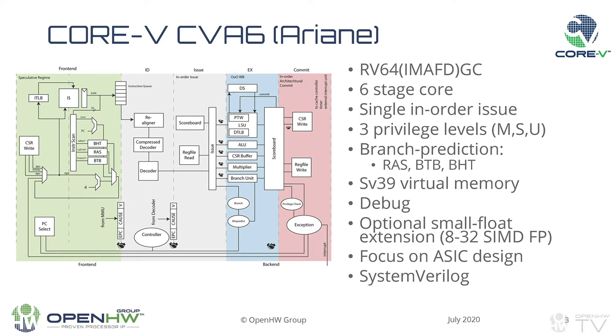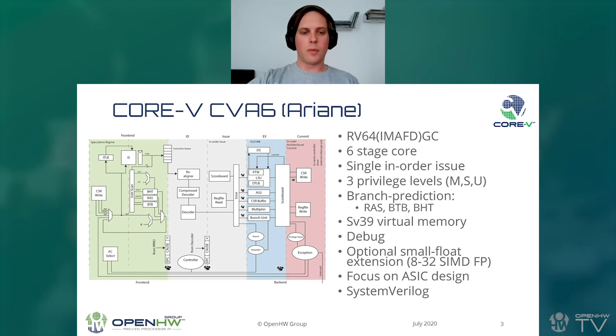In order to reduce the impact of branches, it also features 3 different branch predictors: a return address stack to predict on the return addresses, the branch target buffer to predict on unknown branch targets, and the branch history table to predict on taken or non-taken branches. Ariane also has support for SV39 virtual memory, and the external debug specification 0.13. We offer optional non-standard small float extensions, which offer 8-bit, 16, and 32-bit SIMD floating point operations. The focus while designing Ariane was on an ASIC design, and it is written in SystemVerilog.